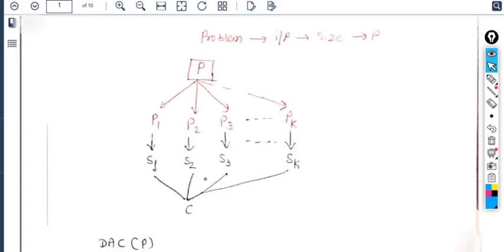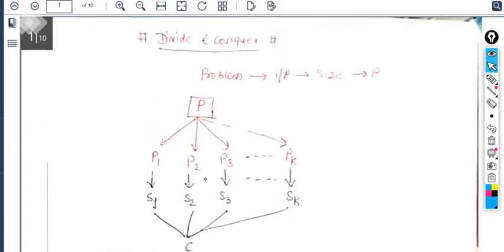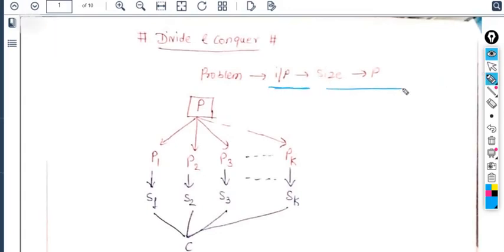Let's suppose we have a divide and conquer problem. The problem input has a size of p. Then it's a very large problem, that's why we have divided it into p1, p2, p3 and pk. We have solved those sub problems individually, and at last we have combined these results here, right? So this was the basics for the divide and conquer technique.